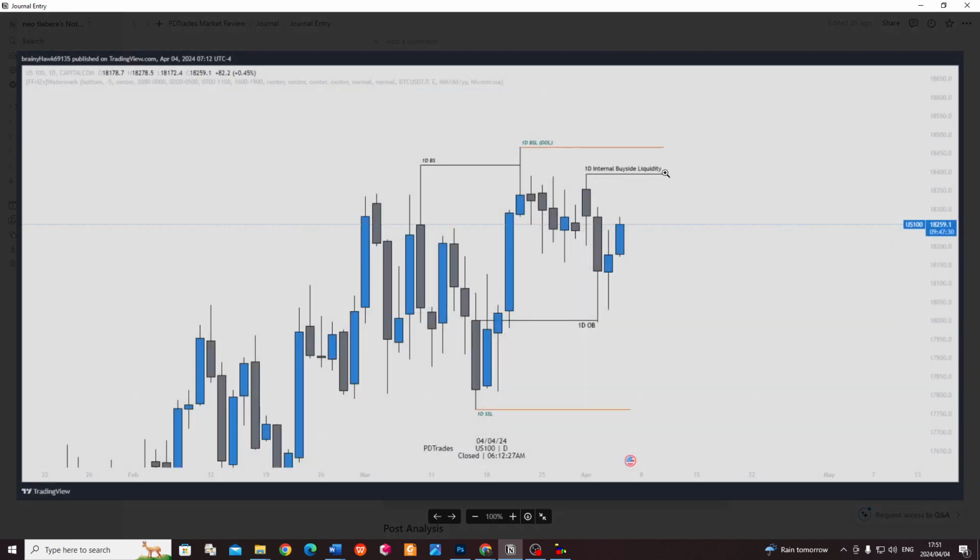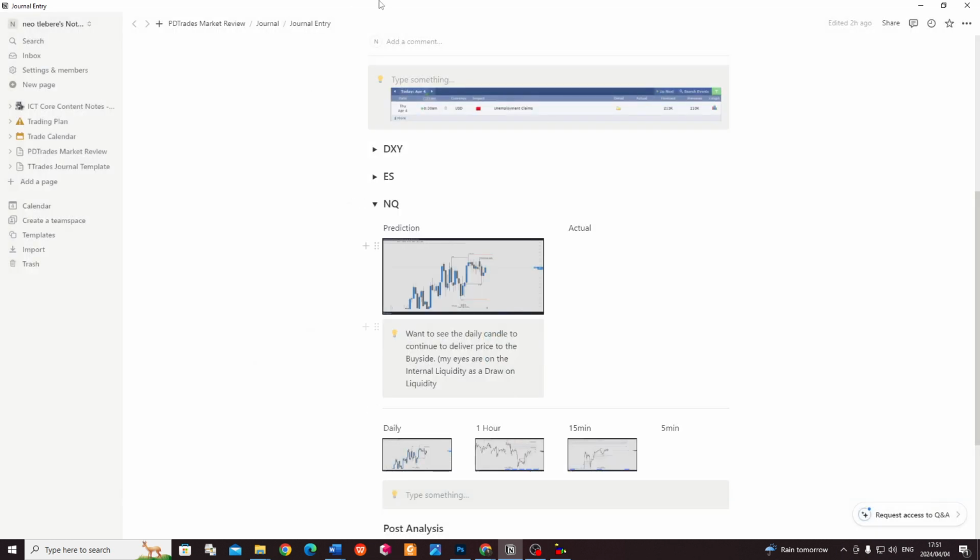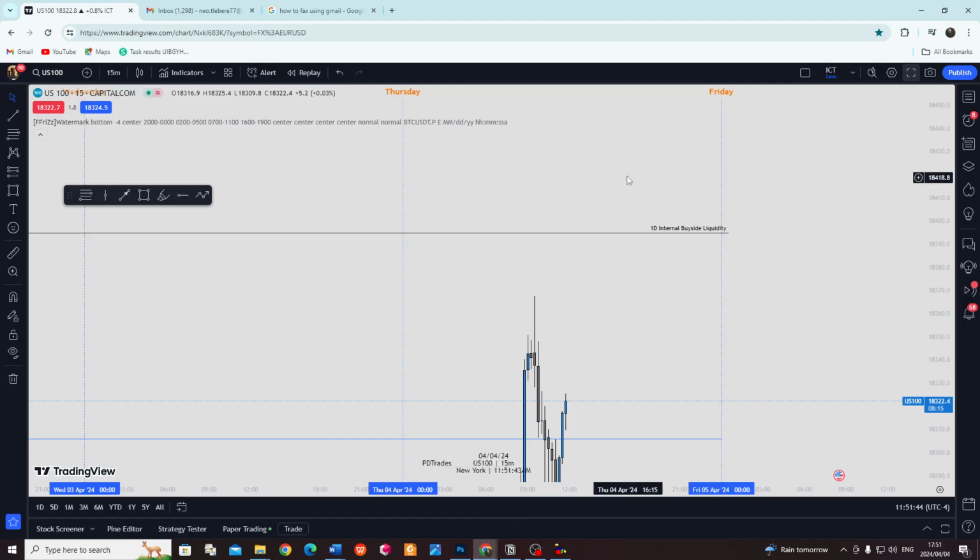This is the internal liquidity I'm talking about. This one. So that's my draw on liquidity. So currently the market is doing what? It's heading there. So this is just an inducement. I know when it does this, you might think it's reversing, but it's not reversing actually.